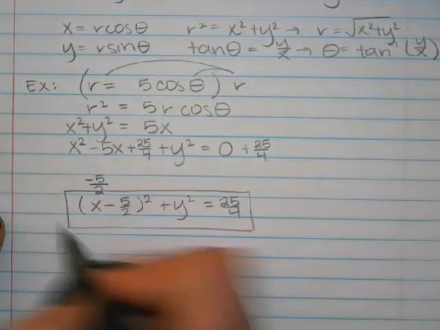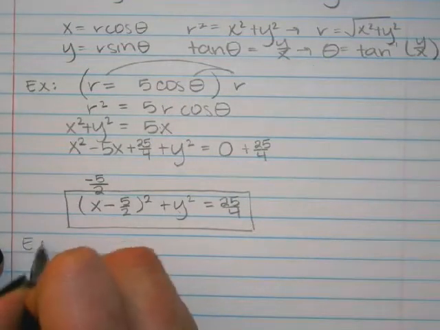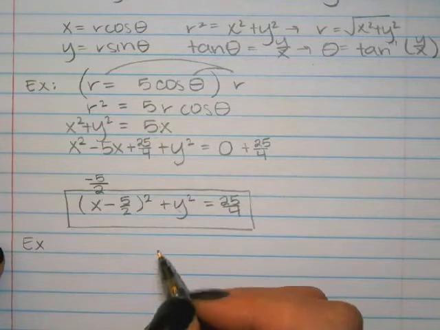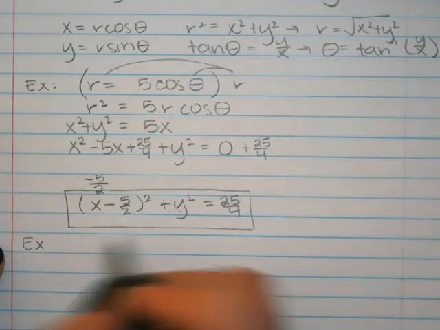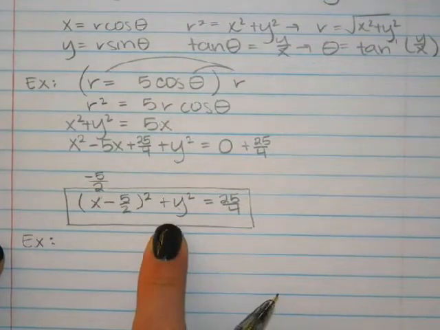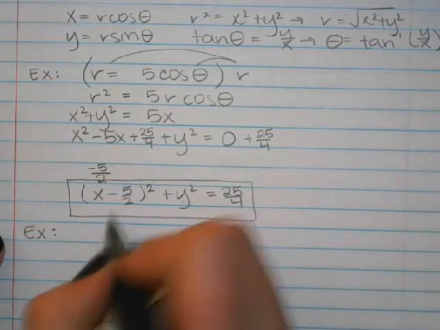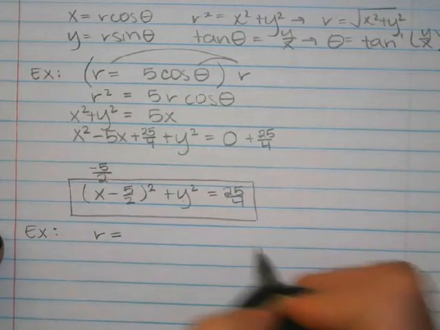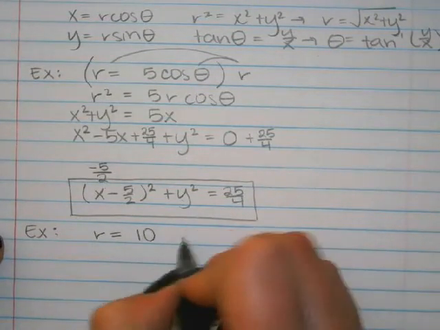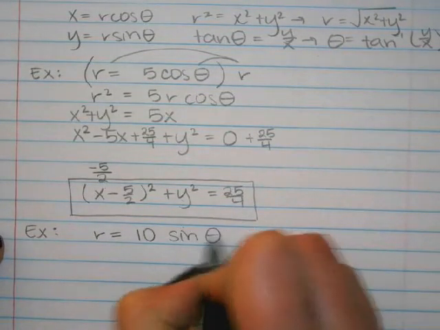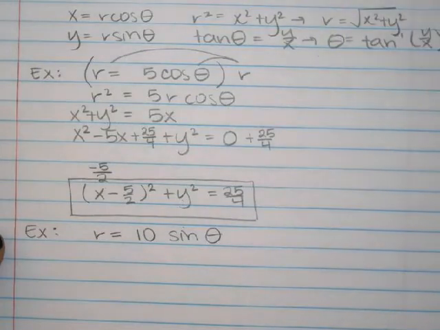Okay, so let's try another one. Do you guys want another one like that, or are you okay with a different type? Different one? So that means we've mastered this one. If I saw this one, I'd be good. Okay, let's do another one like this. We're going to do R equals 10 sine theta.